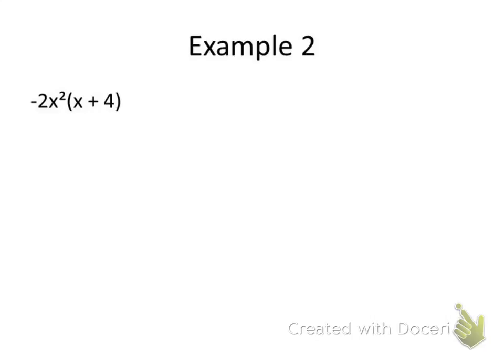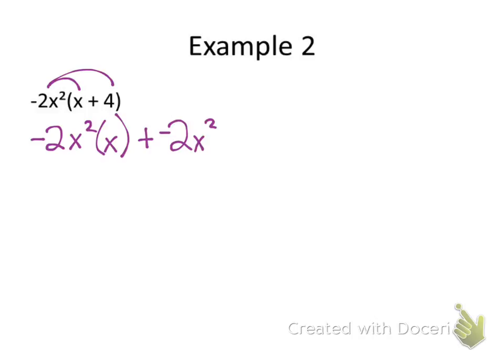All right, same thing on this one. We have a monomial, so one term, multiplied by a binomial. That's just regular old distributing. So I have negative 2x squared times x. Keep the plus sign. Negative 2x squared times 4. This step is optional to write out. If you want to do the multiplication in your head, great. What is negative 2x squared times x?